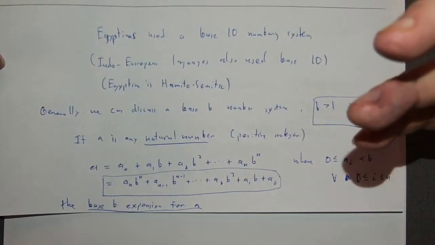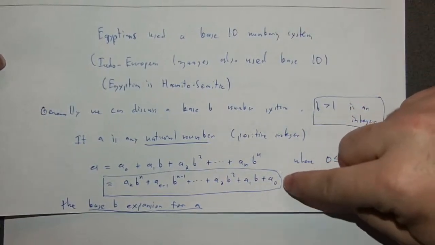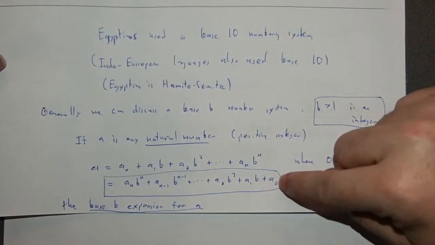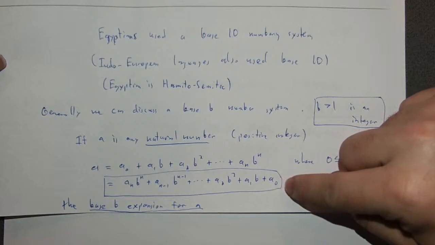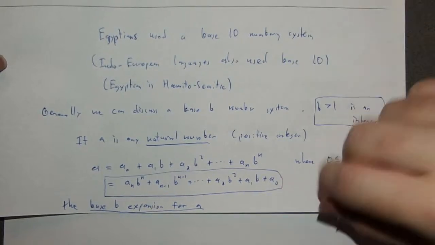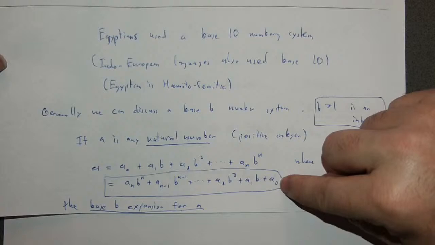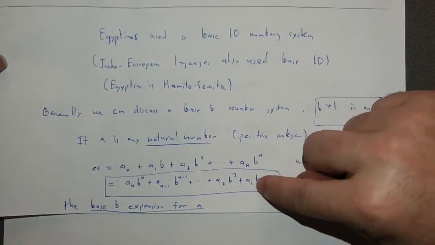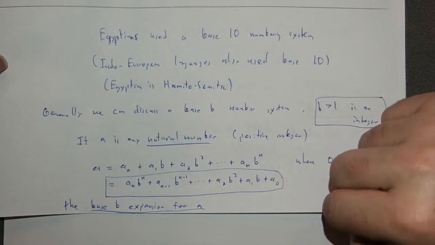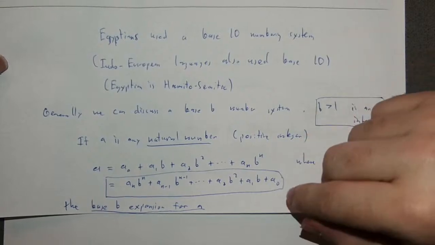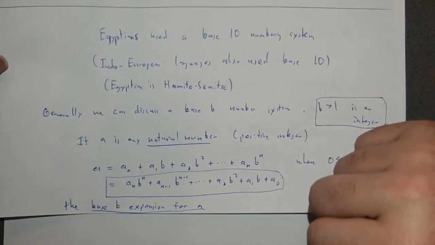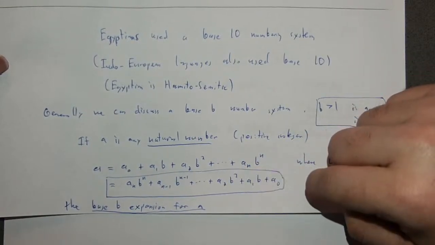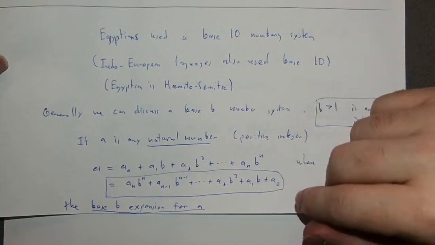So what did I just do? Well, I just shifted my digits, right? a naught is now no longer the digit associated with the ones place. It's the digit associated with the tens place, because I've multiplied by 10. Similarly, a sub 1 is no longer the digit associated to the tens place. It's now the digit associated to the hundreds place, and so on. So what I've done is, now I have a 0 in the ones place, and I've shifted all the other digits to the left. Right? That's exactly what happens when you multiply by 10.